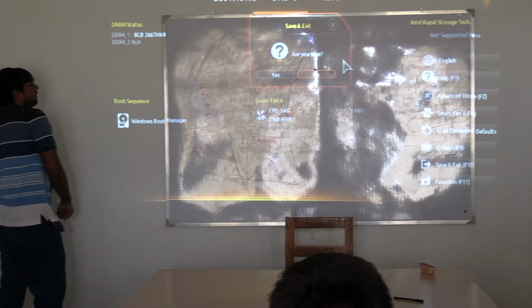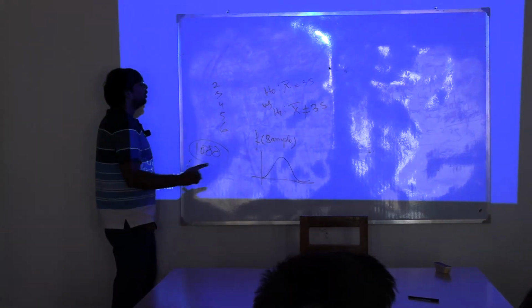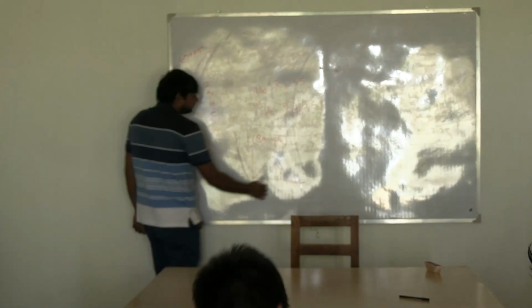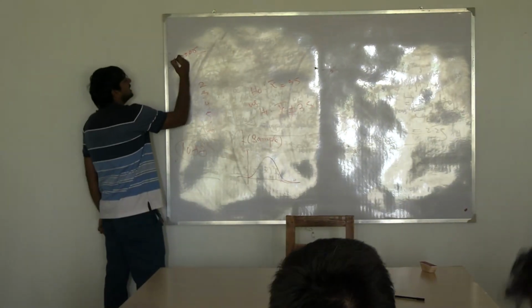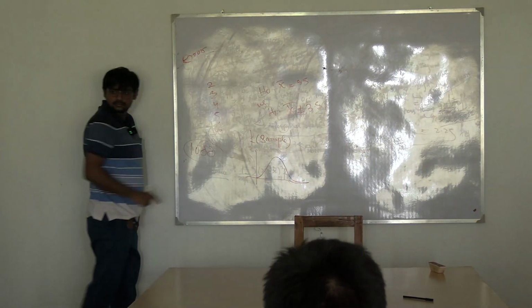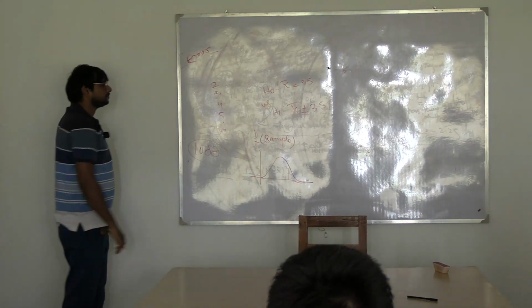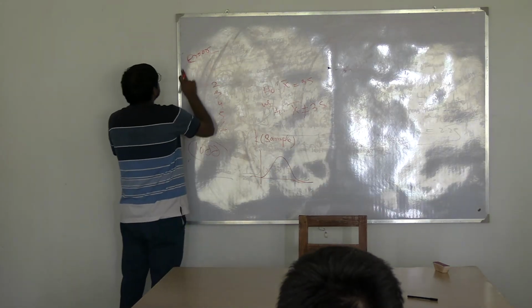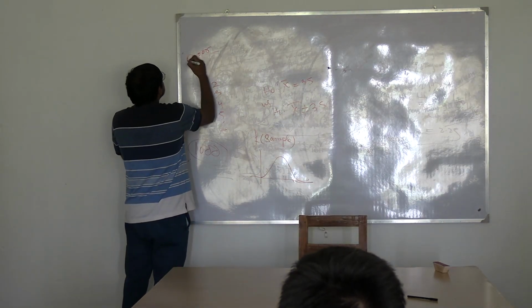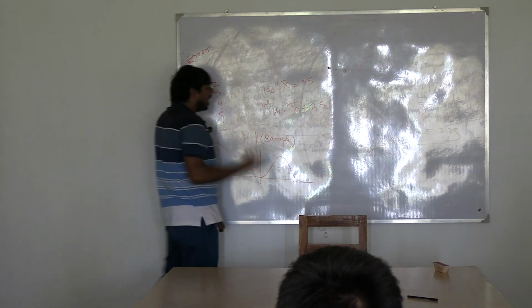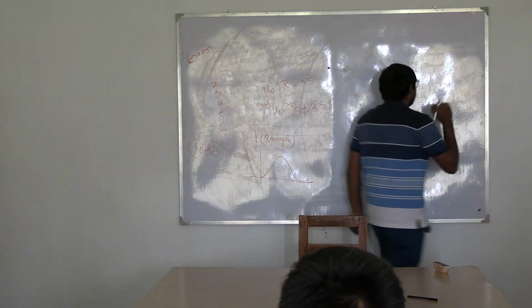Now I have told previously that there will be some error. What is the error? Some allowable fluctuations. How does error arise? Let me explain that first.